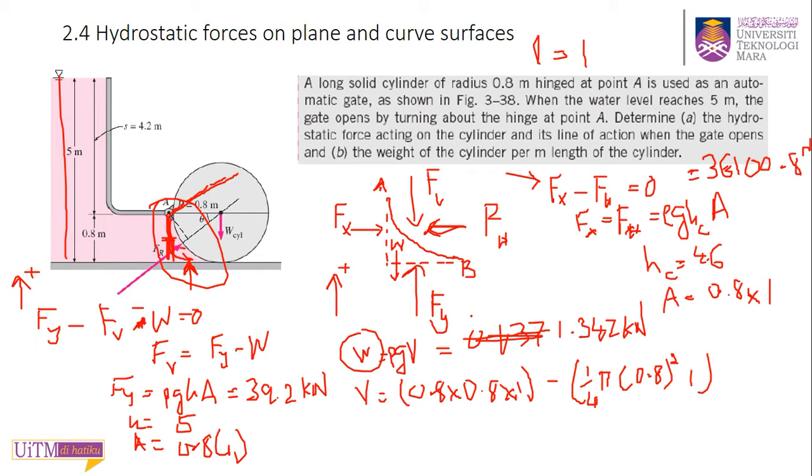Okay, then you have Fy, you have W. So what's your value for Fv? Oh, Fy minus W. So what's the value then? 39.2 minus W.